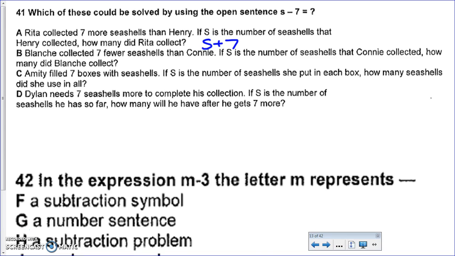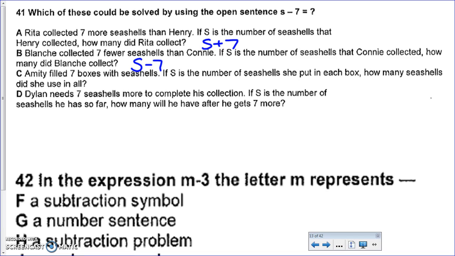For B, Blanche collected 7 fewer seashells than Connie. If S is the number of seashells that Connie collected, how many did Blanche collect? So we have S represents Connie, Blanche represents 7 fewer. So we need to do S minus 7 to figure out how many Blanche collected. And now that one does match our open sentence, but to be absolutely sure, we need to check all 4 of the options before we select our answer.